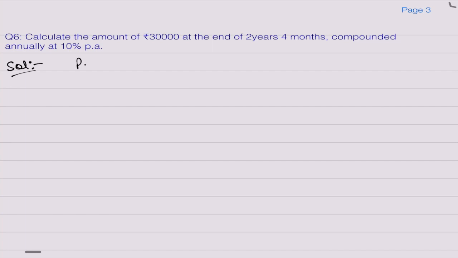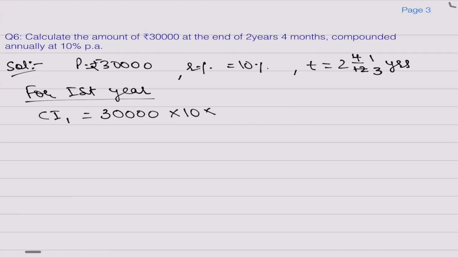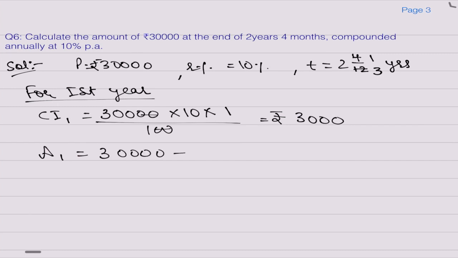So principal is 30,000 rupees. Rate of interest is 10% and time period is 2 years 4 months. 4 months means I'll convert it into years, so it will be 1/3 years. Okay, first we'll find out the interest for the first year. So compound interest for the first year is P into R into T upon 100, where time is 1 year. So this is rupees 3,000. So amount of the first year is 30,000 plus 3,000, that is 33,000 rupees.